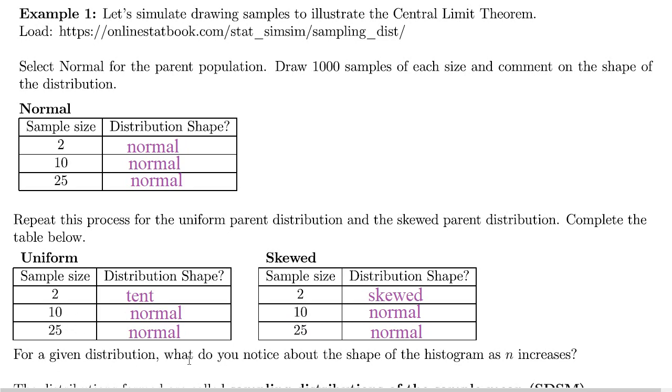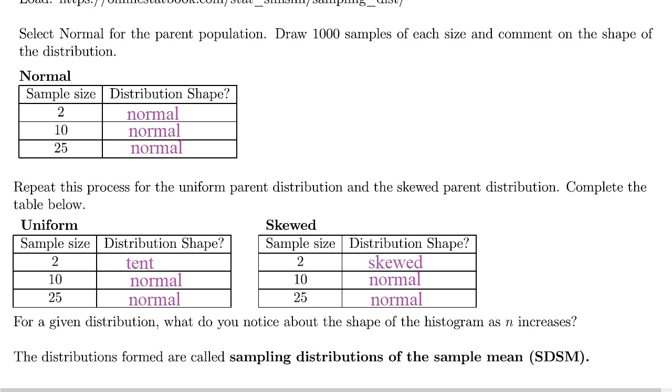So for a given distribution here, what do we notice about the shape of the histogram as n increases? Well, it gets more normal or more bell-shaped. So more normal. So what we'd like to happen is no matter what distribution you start with, we'd like to have this be normal, a normal distribution if our sample size is big enough.